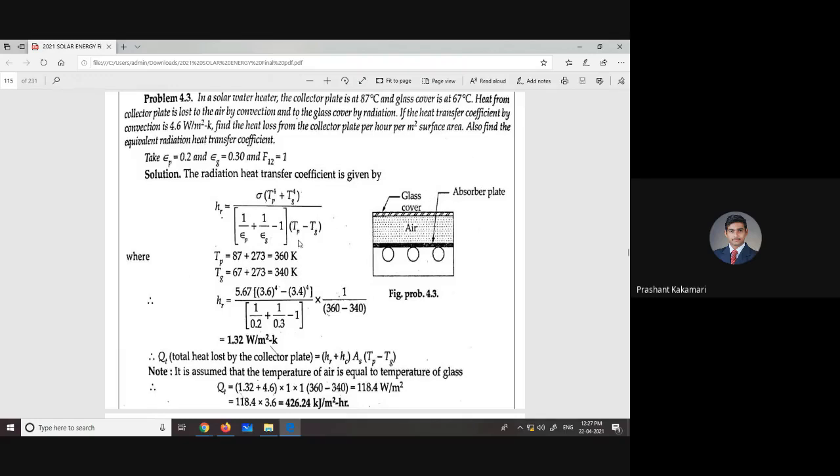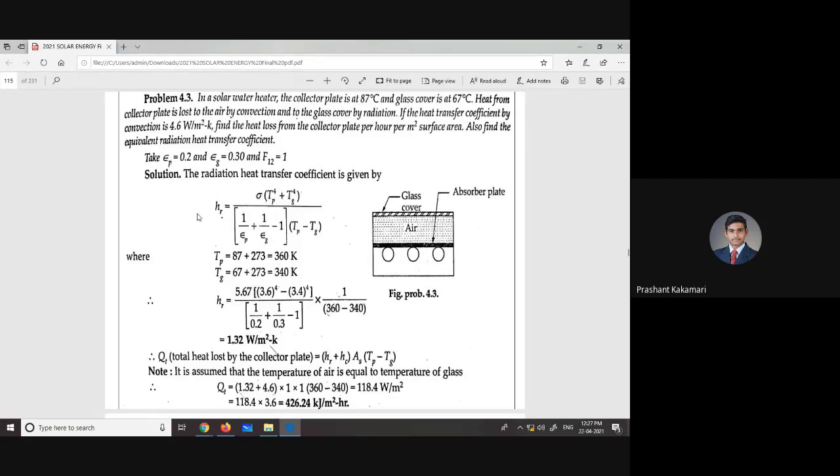Okay, so now coming to the problem solution. Before that they have given the problem. Take emissivity of the plate as 0.2, emissivity of the glass cover as 0.3, and F12 is 1. So here F12 is what? F12 is the efficiency, or you can take it as effectiveness. It's almost 1.